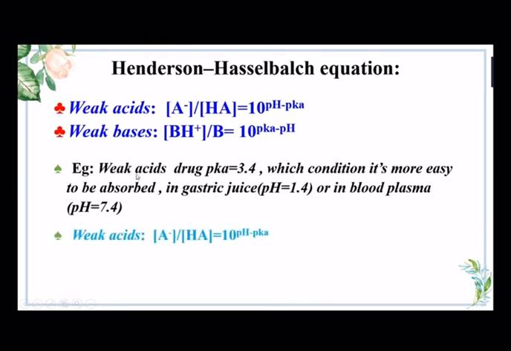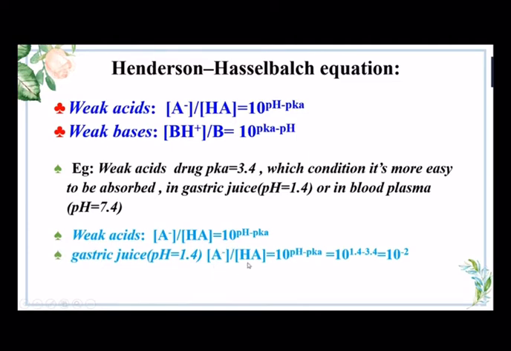Here is a weak acid drug, so we use this equation: the ratio of ionized to non-ionized equals 10 to the power of pH minus pKa. In gastric juice, the ratio equals 10 to the power of 1.4 minus 3.4, which equals 10 to the power of negative 2. It means the non-ionized form is 100 times more than the ionized form.